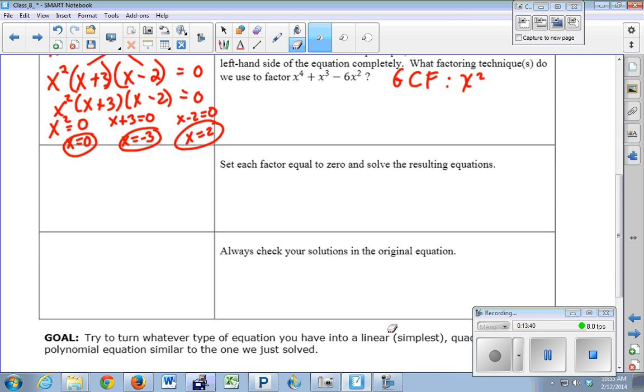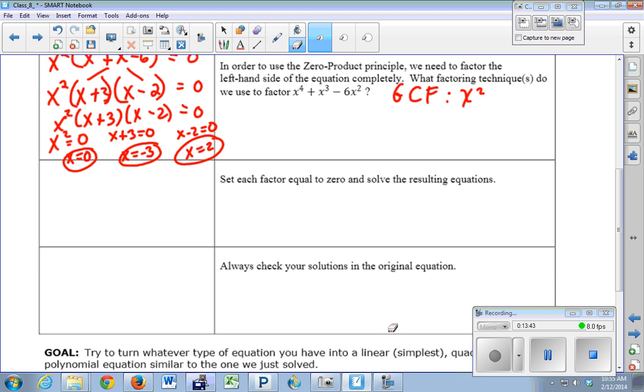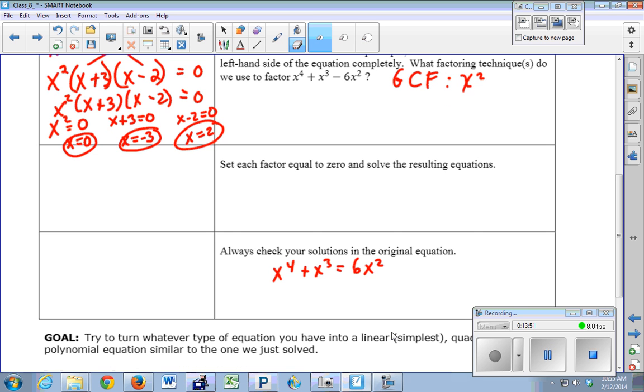Always check your answers in the original equation. So we'll do one. The original equation looked like this: x to the 4th plus x to the 3rd equals 6x squared. Well, the easiest one to check is 0. That you can look at and tell 0 equals 0. Let's check out this -3. (-3) to the 4th plus (-3) to the 3rd equals 6 times (-3) squared.